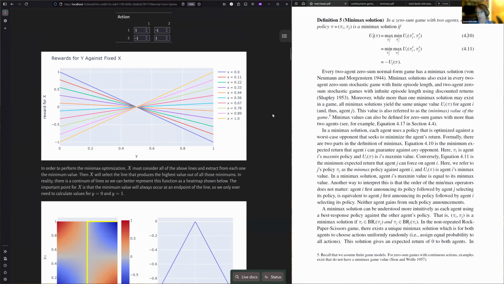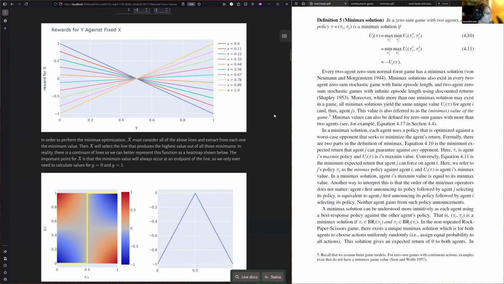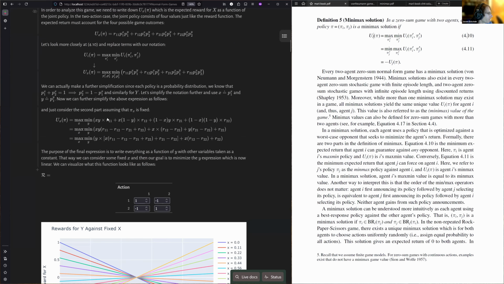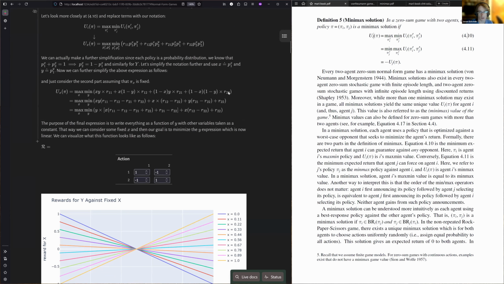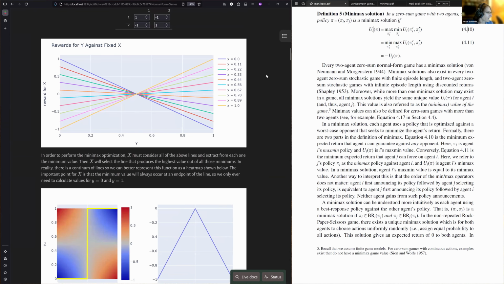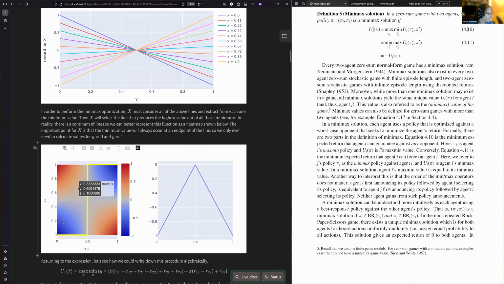Yeah. So what I'm showing, this plot here, this heat map, is actually showing, in general, this function in here is a 2D function. It's a function over x and y. This heat map is just showing the actual function itself.